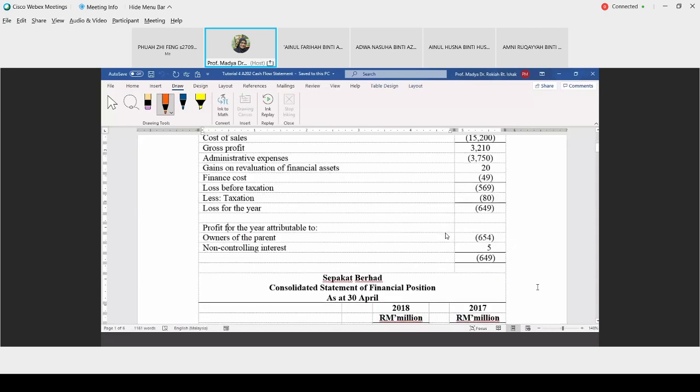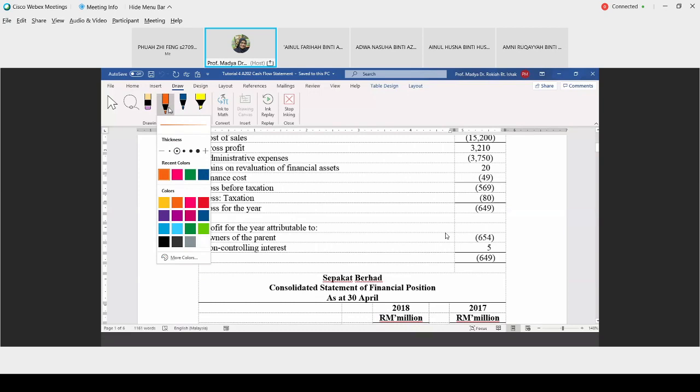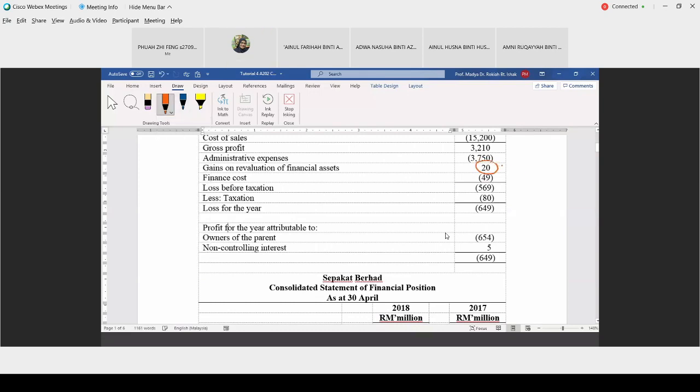So the thing that you need to focus on here is this item: gain on revaluation of financial asset, because this is not a non-cash item. It's not a non-cash item, so this is a thing that you need to be careful about. We need to minus this item. Finance cost here is not a part of the operation, so also you need to add back this one.